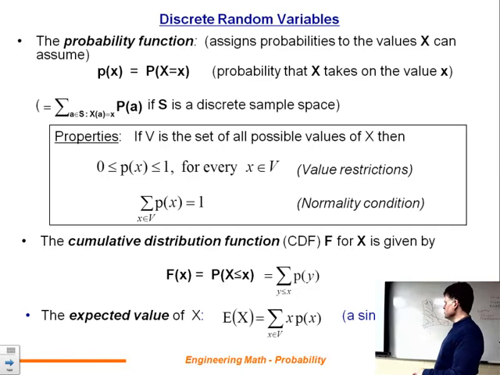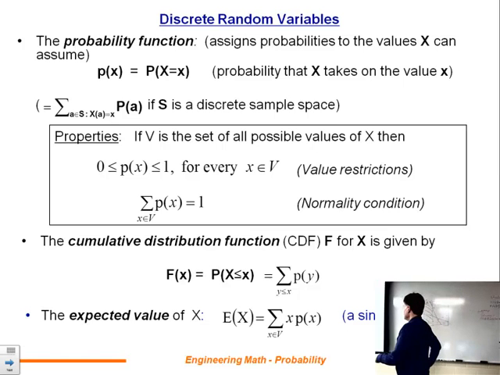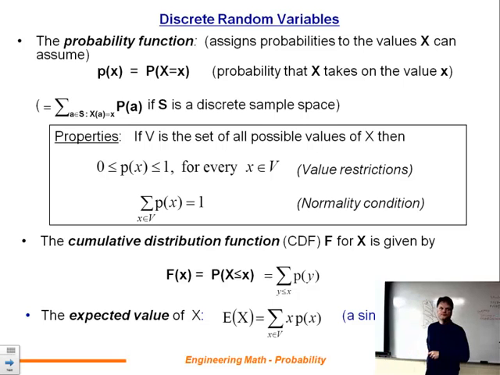The expected value of a discrete random variable x is, you take all the possible values of the random variable, you take x times its probability, and then you add these up. That's called the expected value of x. This is also called the true mean, or the true average value of x.